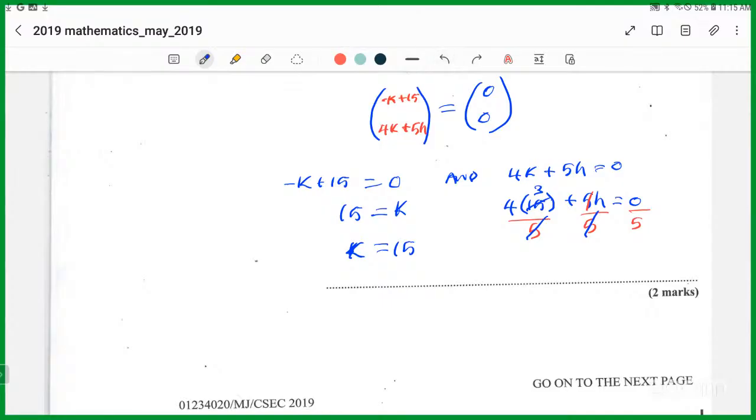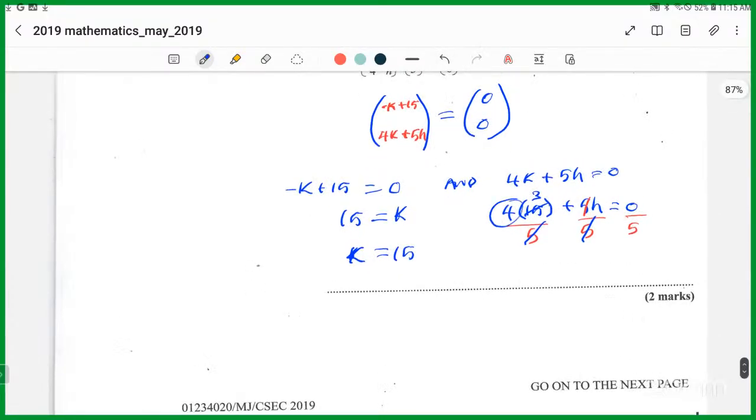So we're gonna get 4 times 3. 4 times 3 is 12, plus this becomes h is equal to 0. Take this 12 and bring it over this side. H is equal to negative 12. That is the answer right there. K is 15, H is negative 12.